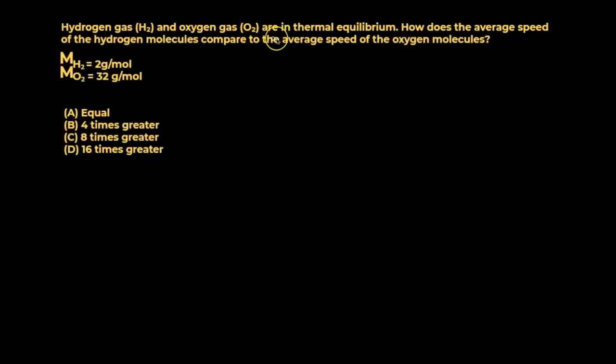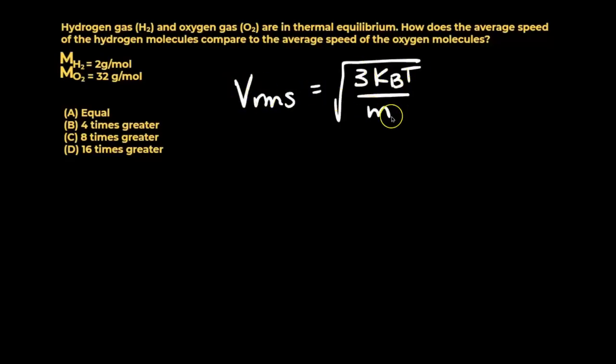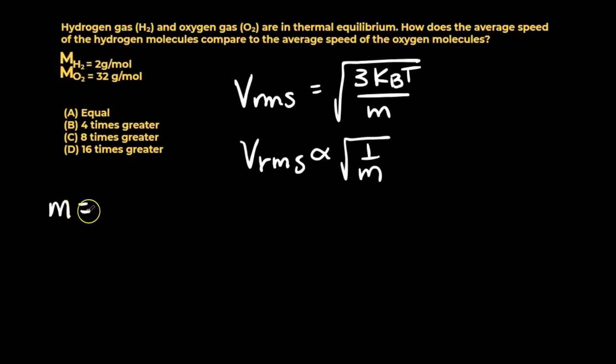Hydrogen gas and oxygen gas are in thermal equilibrium. How does the average speed of the hydrogen molecules compare to the average speed of the oxygen molecules? We're going to start with our average speed equation. Notice that the average speed is proportional to the square root of 1 over m. Now we want to connect the mass of one molecule to the molar mass. And to make that connection, we're going to say that the mass of one molecule is equal to the molar mass divided by Avogadro's number.